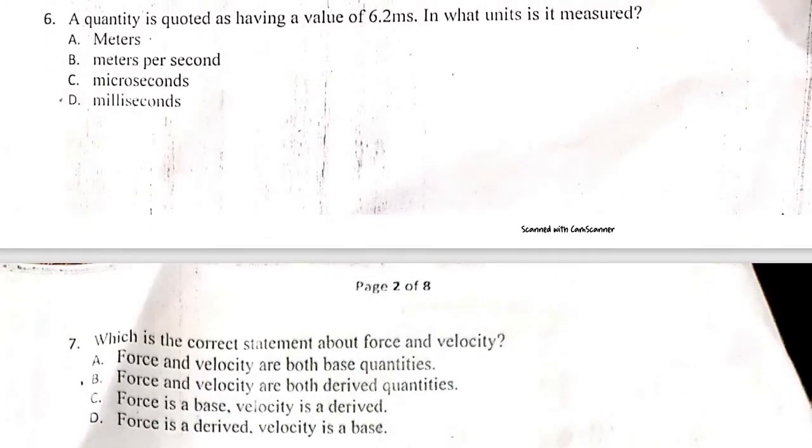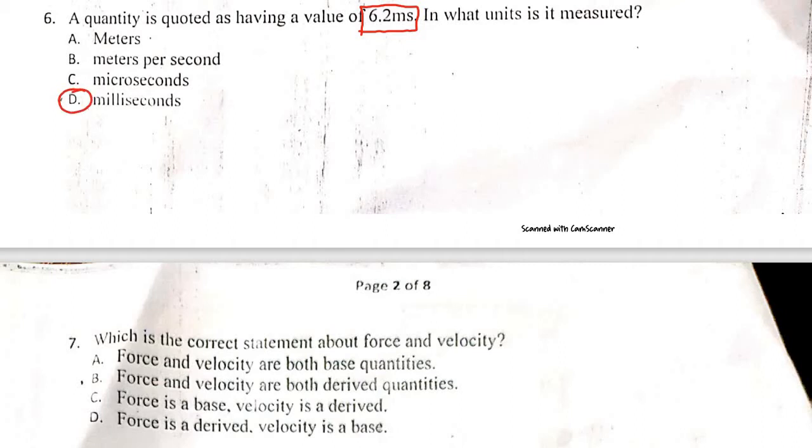Then see question number 6. A quantity is quoted as 6.2 ms. So what does this ms represent? So this ms represents milliseconds. Option D is our right answer.